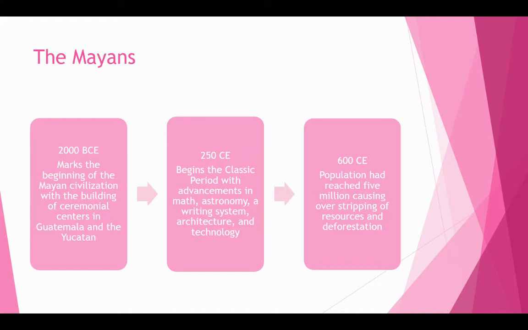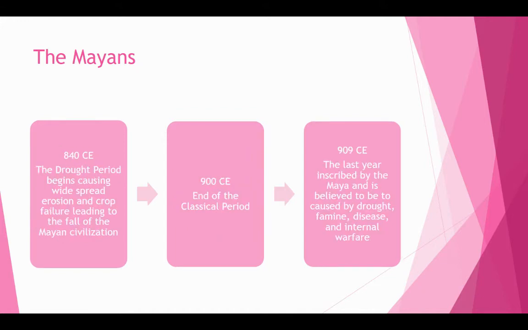Peak population will hit around 600 CE, and they have 5 million people living throughout their society. And this is going to cause the overstripping or overuse of resources and deforestation. Shortly thereafter, they'll enter the drought period beginning at 840 CE. This will cause widespread erosion and crop failure, leading to the fall of the Mayan civilization. The classic period will end 60 years later in 900 CE.